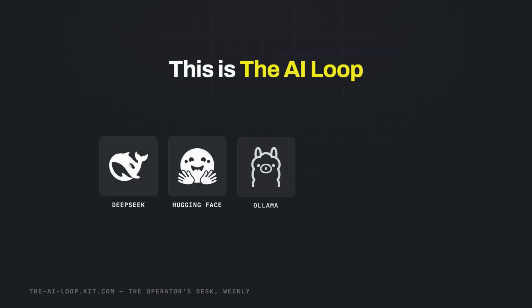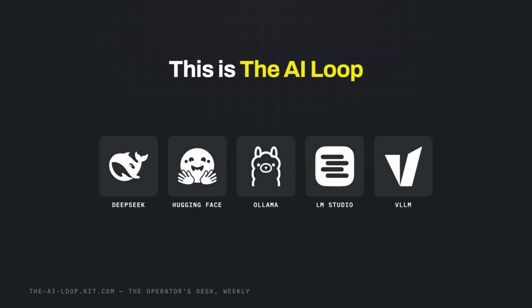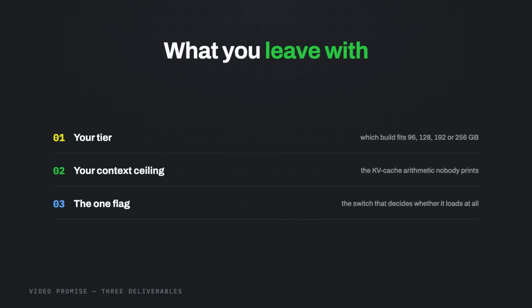This is the AI loop. I run the tools, I pull the receipts, and I tell you what the release notes leave out, so you can stay in the loop without reading 40 threads a week. You'll leave with 3 things: the exact build that fits your machine, the context ceiling your memory actually allows, and the single flag that decides whether this thing loads or dies.